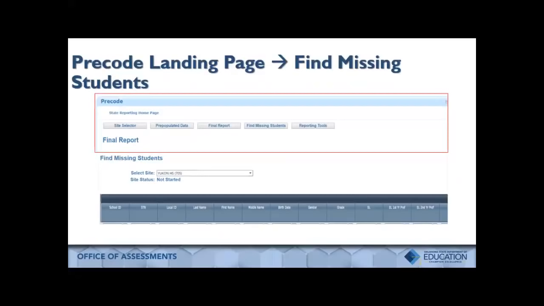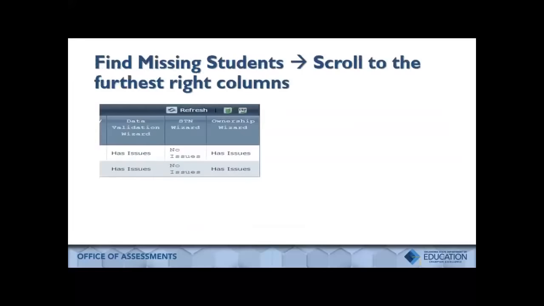So back at the navigation bar, you can move to the Missing Students page. This takes you to a list of students that SDE believes should be in your PreCode report, but they have some sort of error with some of the required fields. When you scroll to the far right of the Missing Students report, there are 3 columns where it indicates if a student has issues in any of the wizards. When it states has issues, a link will be provided to either the data validation wizard, the STN wizard, or the ownership wizard to a list of the issues for the student. For further information about using these wizards, you can view the 2016 WAVE trainings from the document section under the Resources tab on the WAVE.